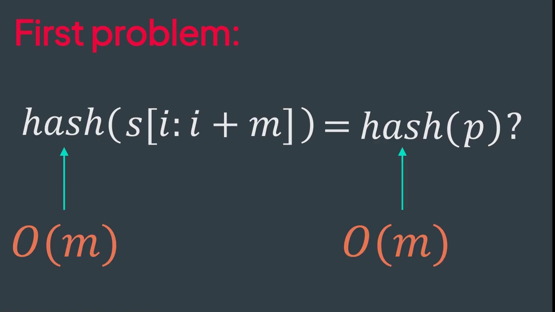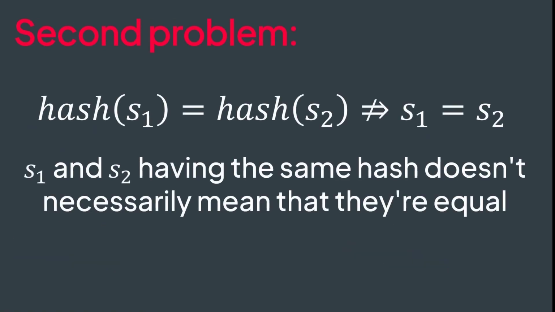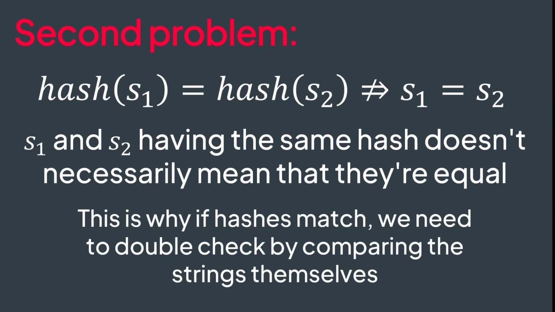And second problem, having two strings with the same hash doesn't necessarily mean that they're equal. Remember the concept of collision we talked about in the hashing video. It means that saying that we found P as soon as hashes match can be wrong. This is why, if hashes match, we double check by actually comparing the strings themselves before saying that we found P. I know, this looks like we went back to the brute force algorithm, but with a more complicated algorithm. But let's fix these problems.